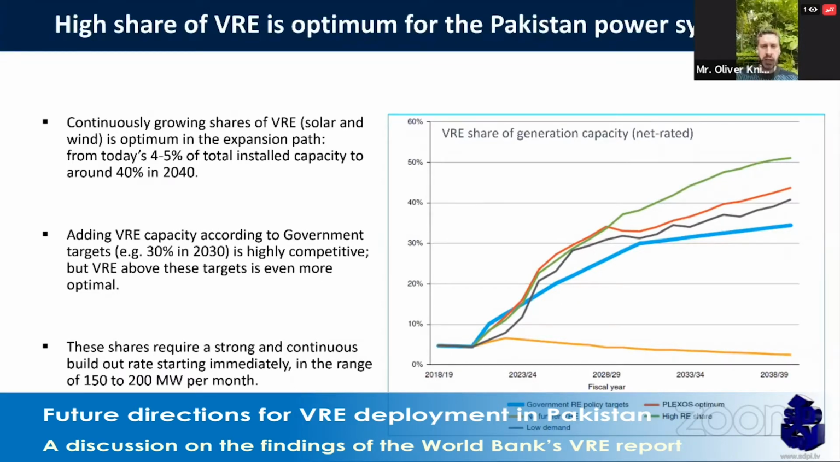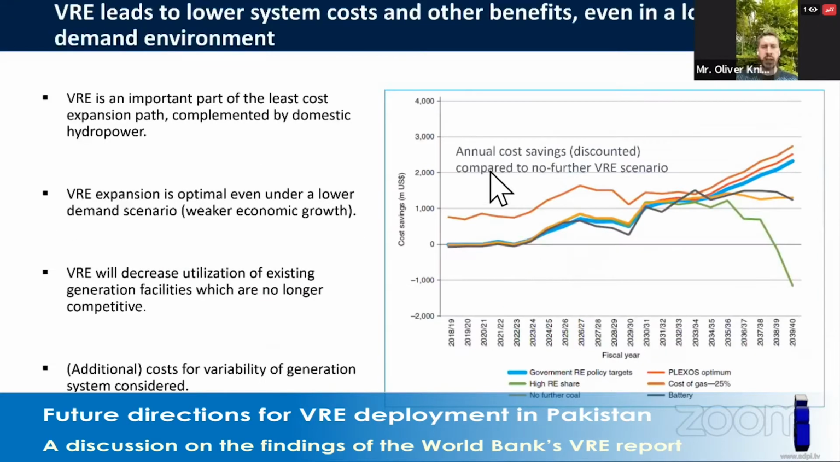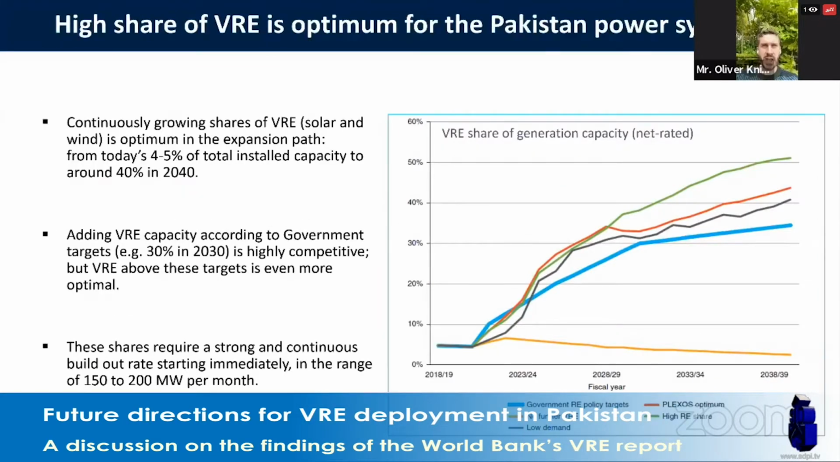So the key headline here is that a high share of VRE is optimal for the Pakistan power sector. And according to the modeling, the optimal share would be around 30% by 2030. And if you add that to the hydropower, that's how you get to the government stated target for 60% renewable energy. So when you combine the VRE with hydro, adding that would also be competitive. It would save money, and it would be the least cost expansion. In fact, if you go out, that actually would keep going. So you would even end up with higher shares than 30%, ideally by 2030, and certainly beyond that.